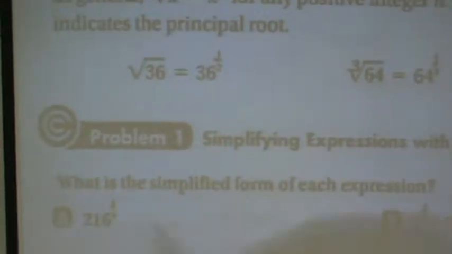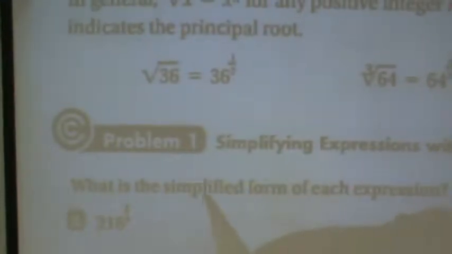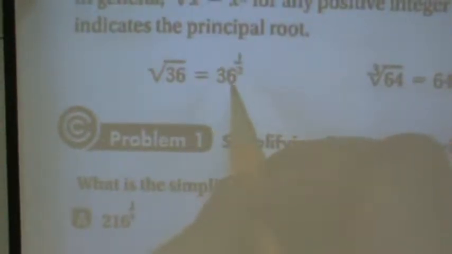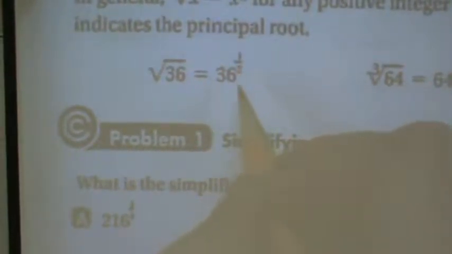So today, what we're going to learn is that there are different ways to write the square root, cube root. Any radical can be written in a different form. I kind of went over this stuff last week. I gave you a sneak preview. Did you know that the square root of 36 can be written as 36 to the 1/2 power?